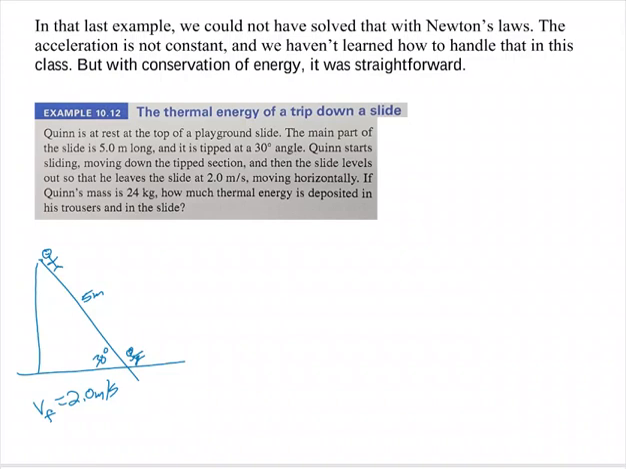Y final is 0 meters. And then we can do sine. Mass is 24. Why are we doing sine? To find Y initial. For Y initial, sine 30 degrees would equal this Y distance right here over 5 meters. Yep, opposite over hypotenuse.